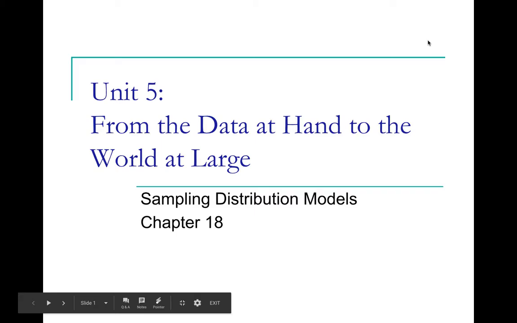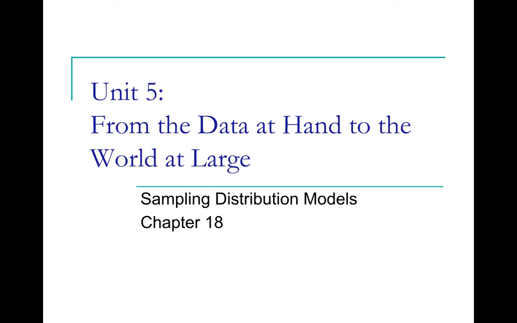We're starting Unit 5, which is from the data at hand to the world at large. This looks at inference, which is using statistics to make decisions and determine if something should or should not happen. We're going to start with Chapter 18, which is Sampling Distribution Models. This chapter contains quite a bit of information, and it's pretty important.